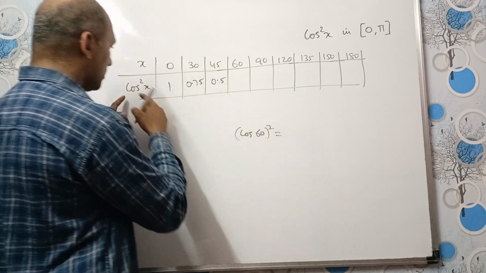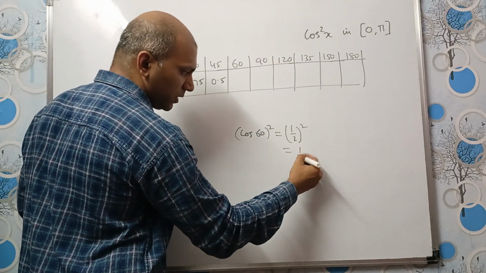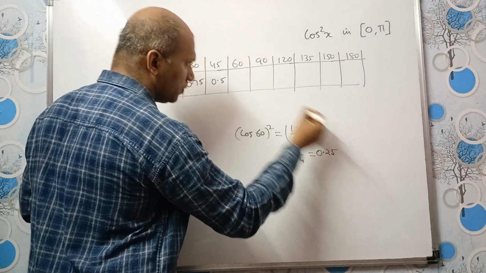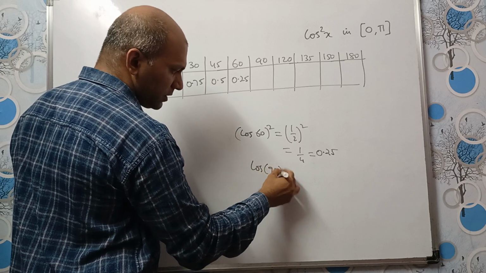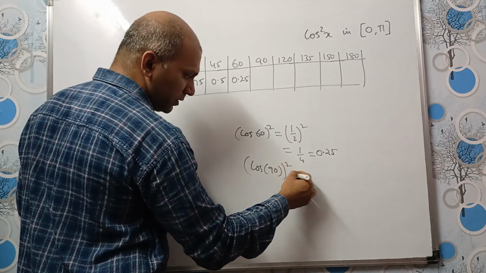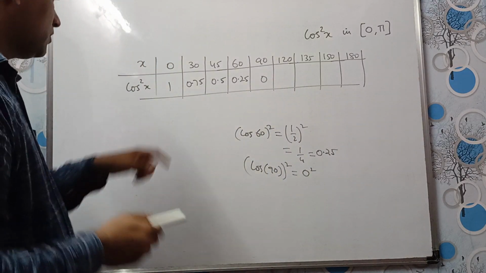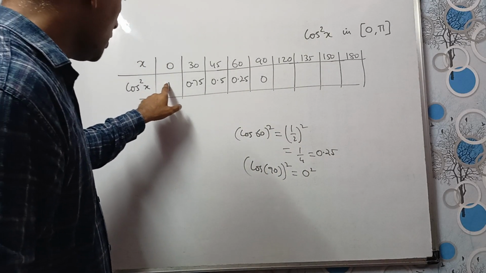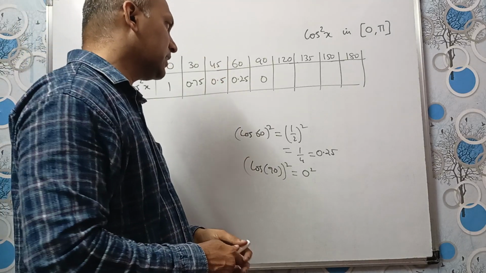Cos 60 whole square, right. So cos 60 is 1 by 2. 1 by 2 whole square is 1 by 4, which is 0.25. Okay. Cos 90 whole square. Cos 90 is 0, so 0 square is equal to 0. Okay. So see, cos values will decrease, right? As the angle increases, the cos values will decrease.